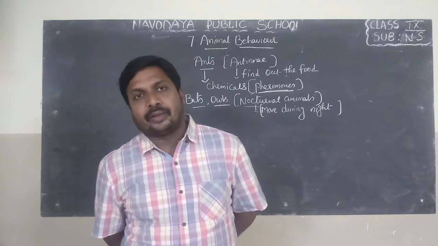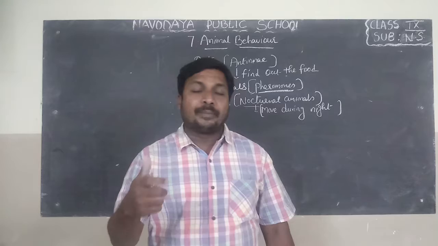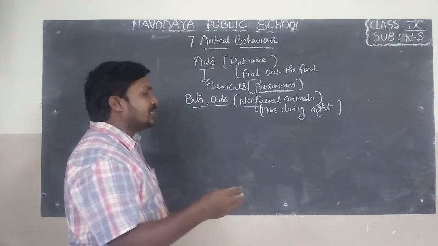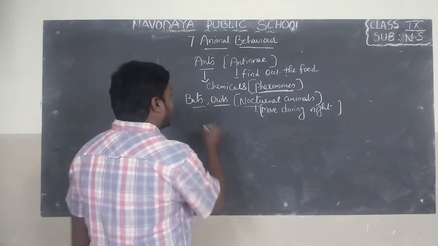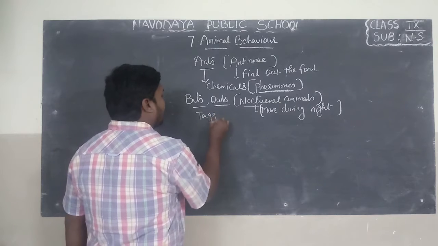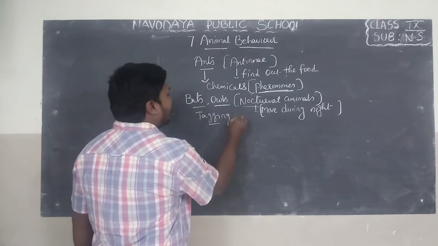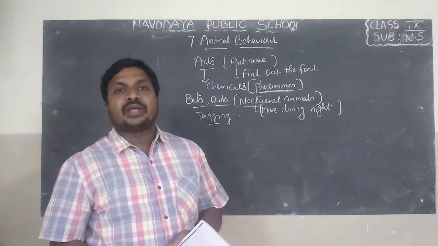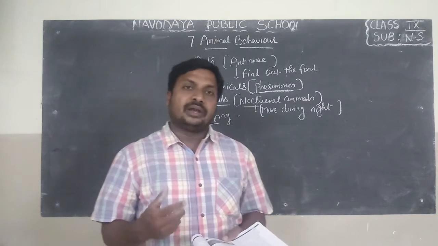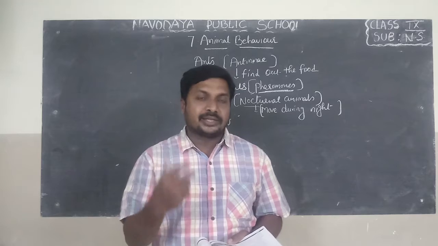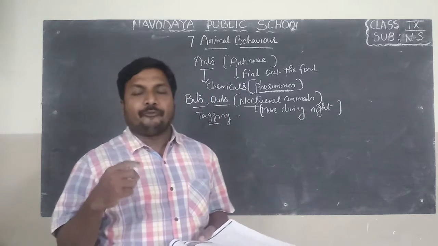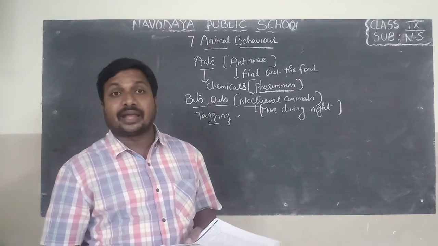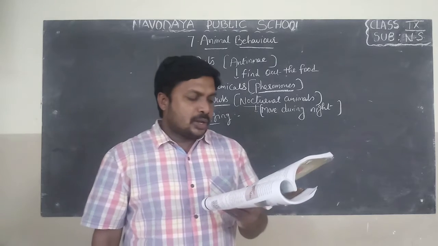They know their way. Observing the behavior of animals and birds at the time of migration is known as tagging. Tagging is one type of behavior observed by scientists to know how they behave at the time of migration.